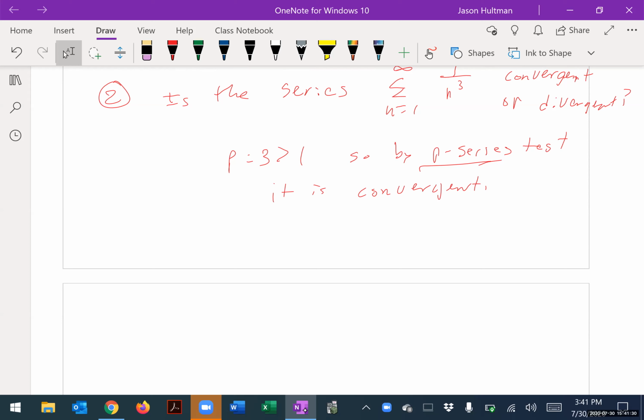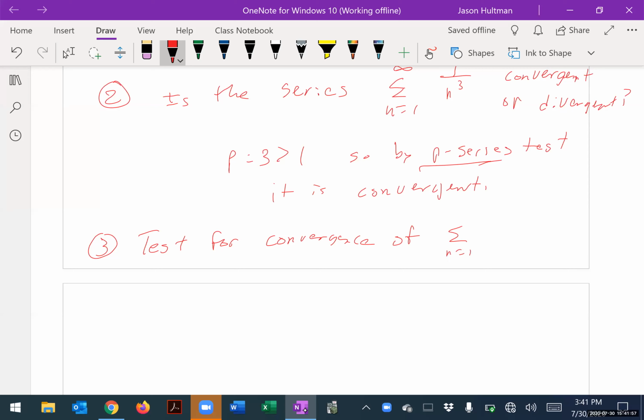Okay, we already talked about the harmonic series. So let's do an integral test on a harmonic series. Okay, number 3 here. Test for convergence of the summation of n equals 1 to infinity of 1 over n.